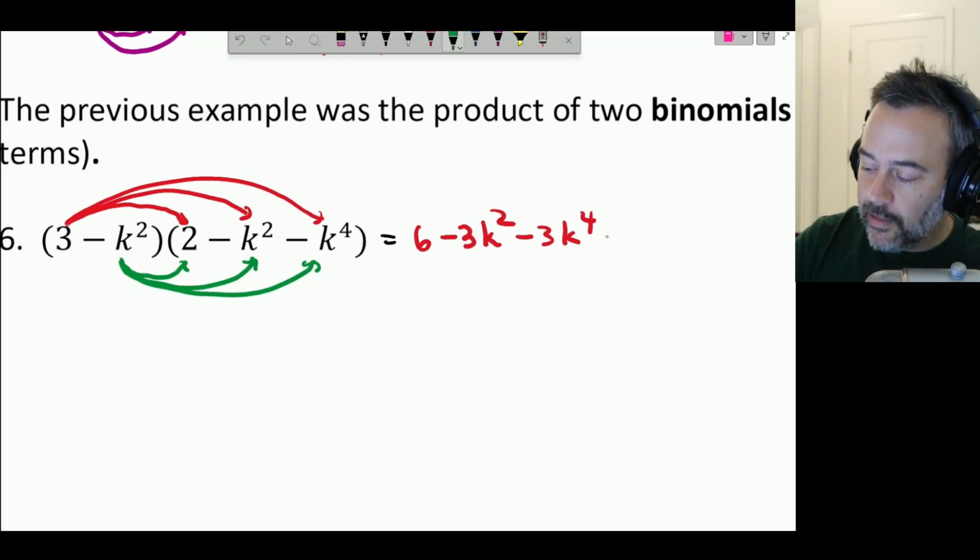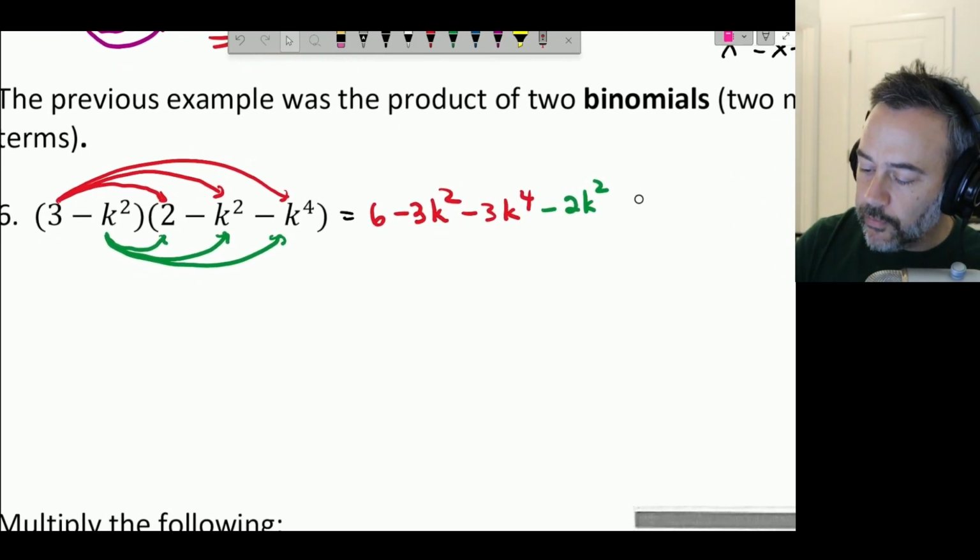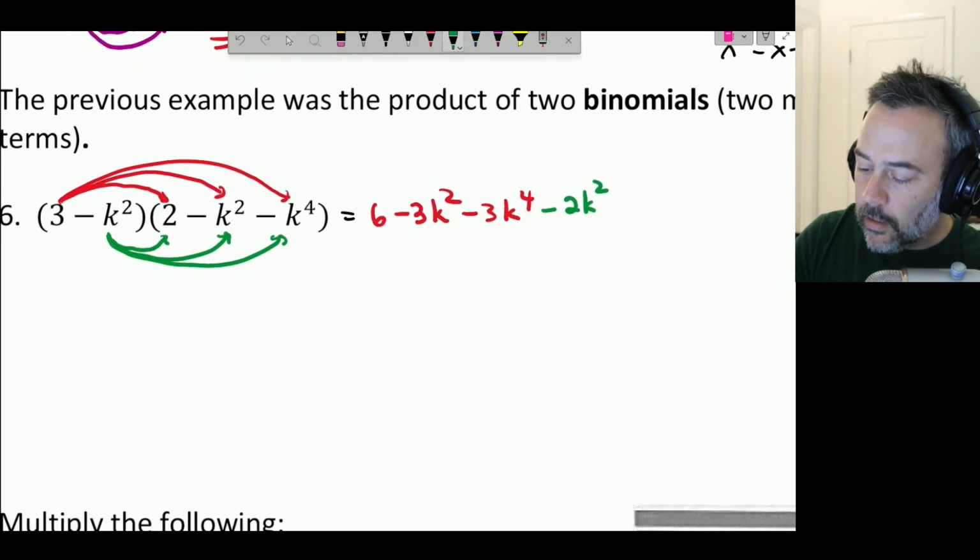The green stuff would be negative 2k squared. Let's see, negative 2k squared. Now I have negative k squared times negative k squared. That's positive k to the fourth. And negative k squared times negative k to the fourth is positive k to the sixth.